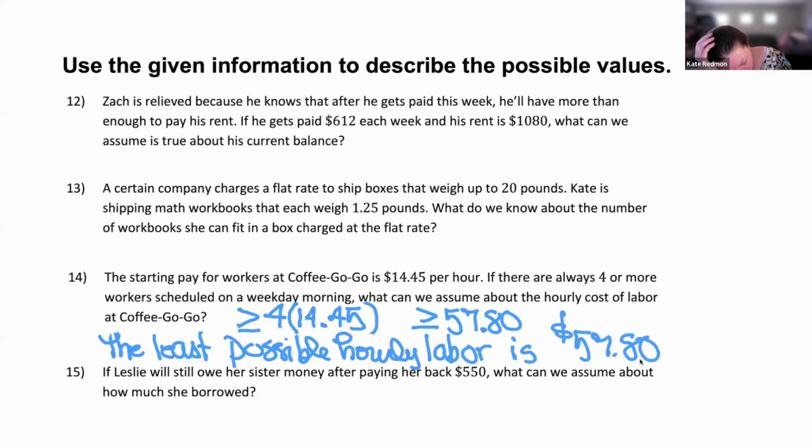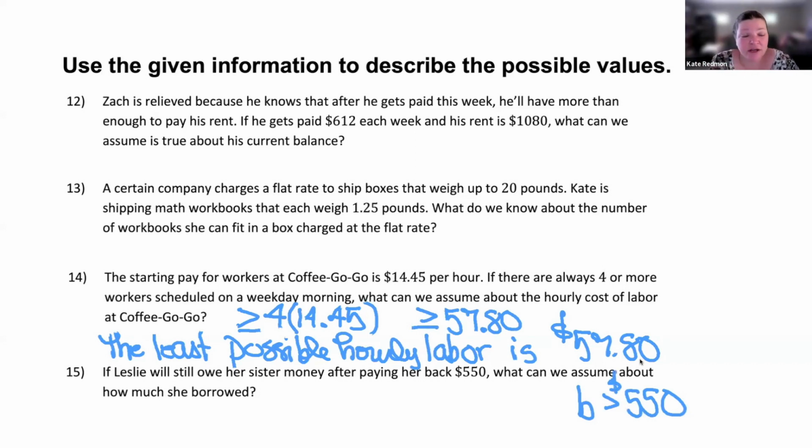15, if Leslie will still owe her sister money after paying her back $550, what can we assume about how much she borrowed? Okay, she's still going to owe her sister money after paying her back $550. Oh, well, this one's, I feel like, the easiest. Maybe I should have put this one first. She definitely borrowed more than $550 if after paying the $550 back, she still owes her.